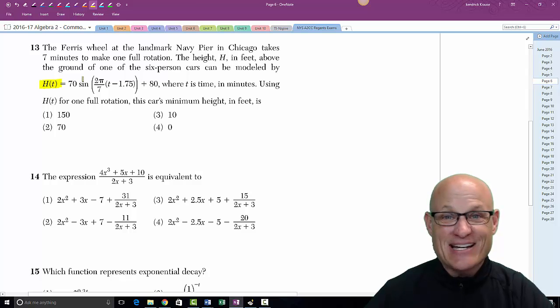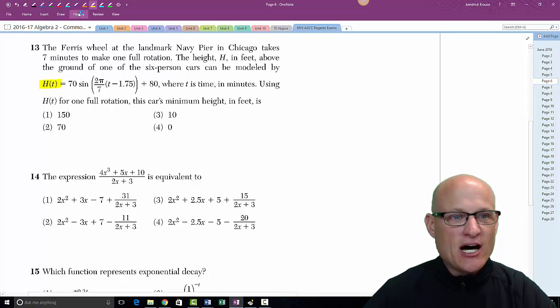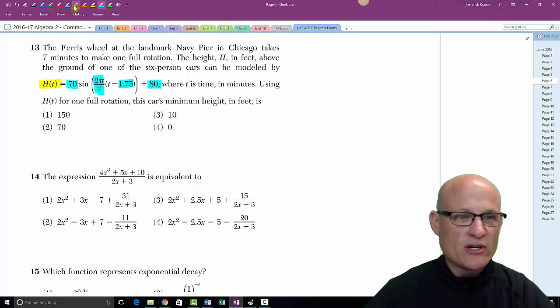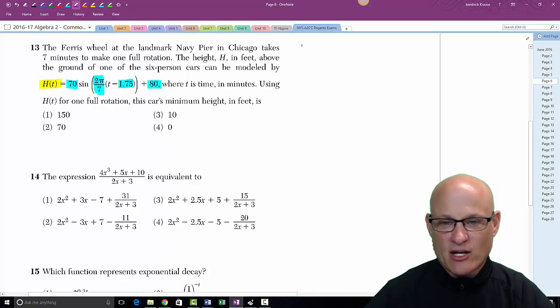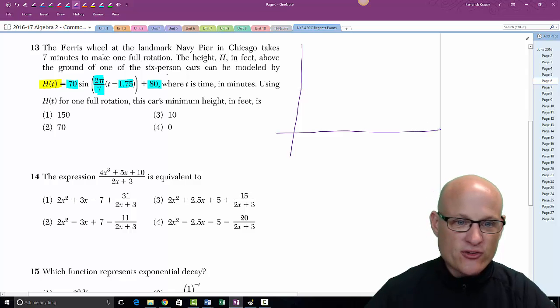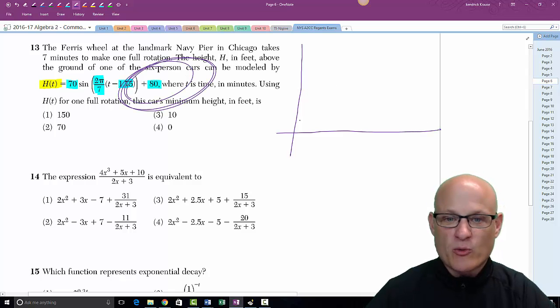All right, so it's a sine function, and you should know all the pieces of the sine function. Amplitude. This is going to be right here, my frequency. This is a shift. And this is my midline. So if you were graphing this, this is where you always start. You always start with your midline.